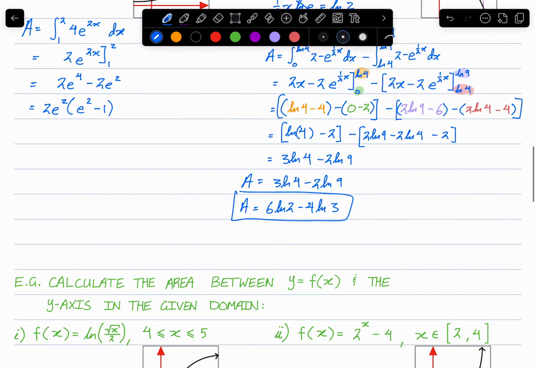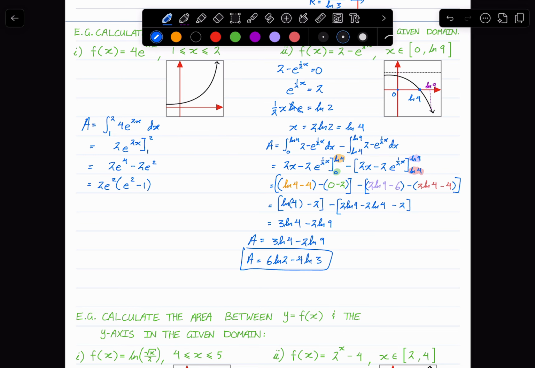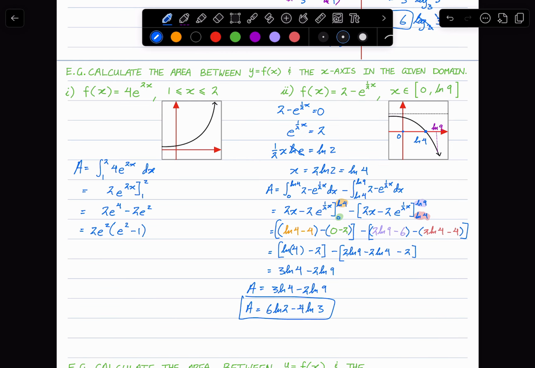And of course, if ever you're asked to do this to the nearest decimal place of some sort, you make sure you answer to that decimal place. All right, so I hope that's giving you an insight into calculating the area between a function and the x-axis.